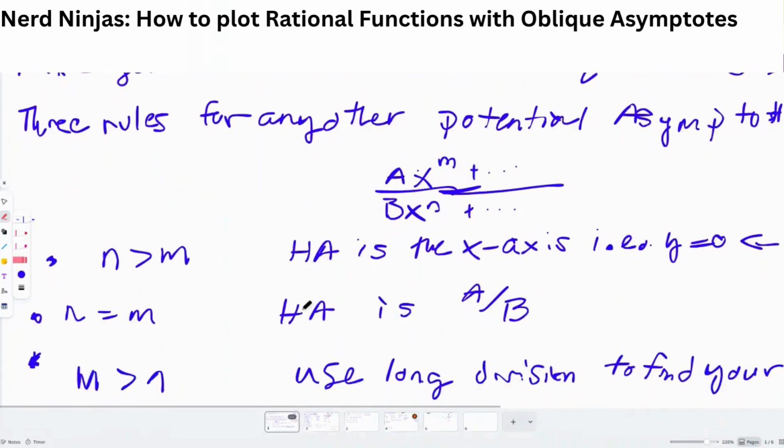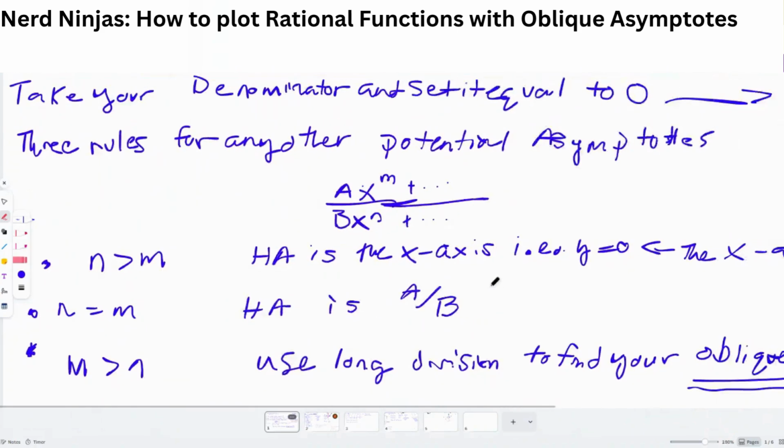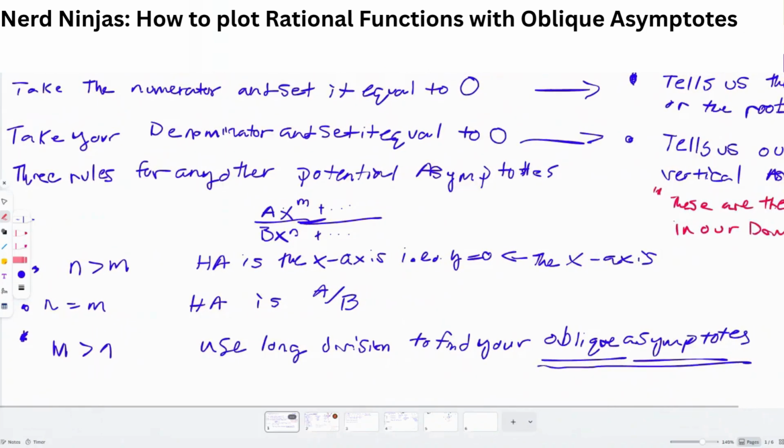And so in the first bullet, if your denominator's power is greater than the power in your numerator for the leading terms, then your horizontal asymptote is going to be the x-axis.